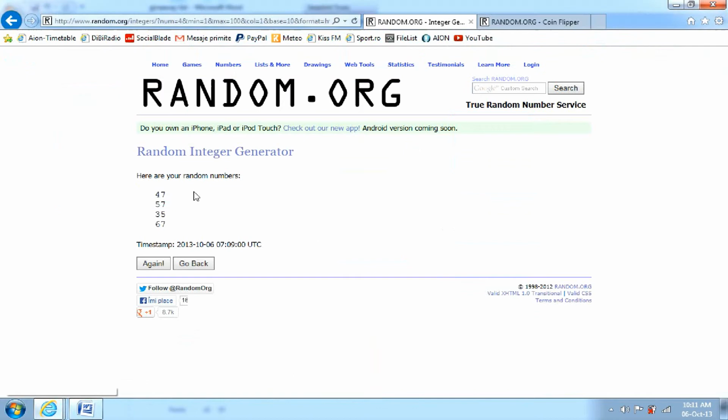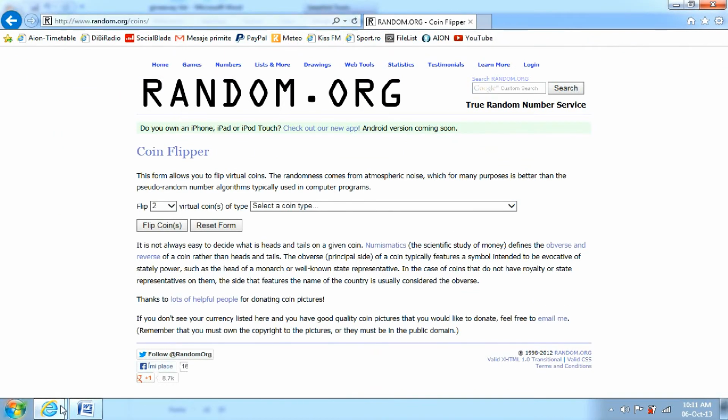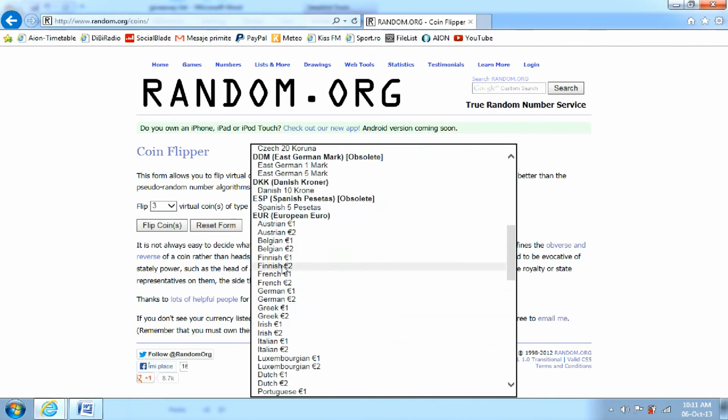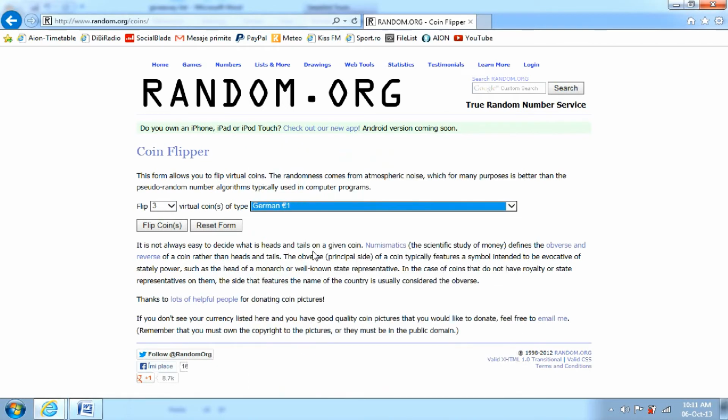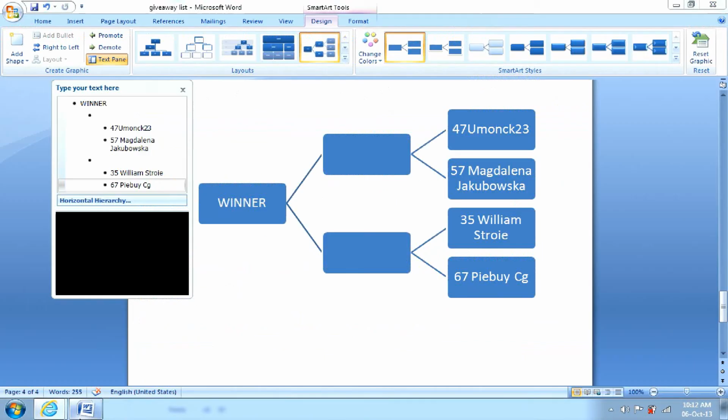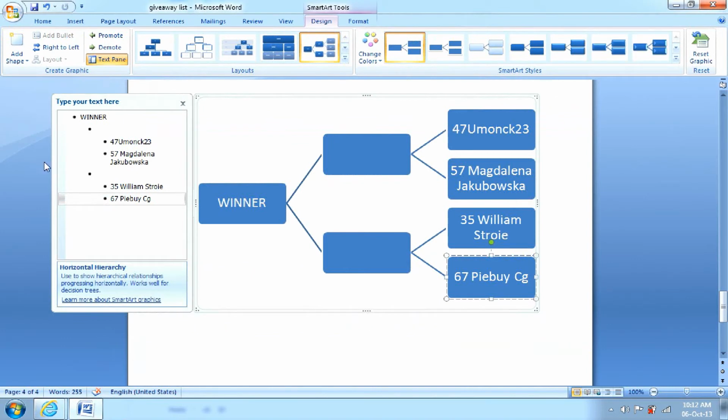Now we will not need this random integer generator anymore, and we're gonna make this by flipping. I want 3 flips, 2 out of 3 wins goes further. I'm gonna choose the euro, and I'm gonna choose the German euro just because Germans are cool. Yeah, I really like Germany, it's a pretty cool country. Now, let's see for the first.